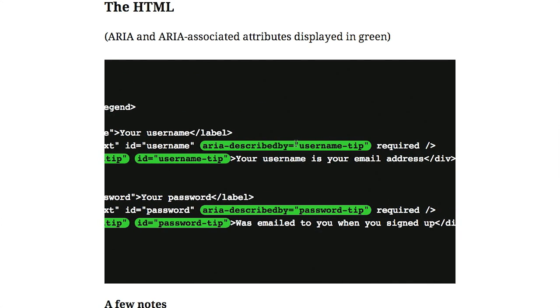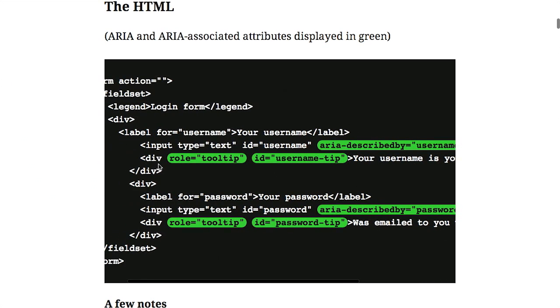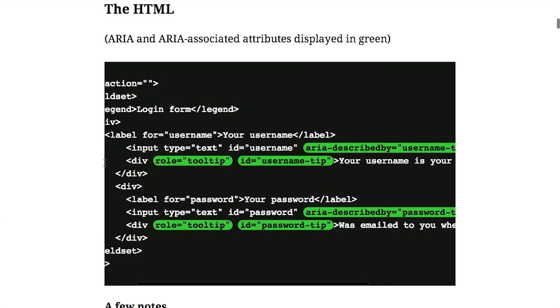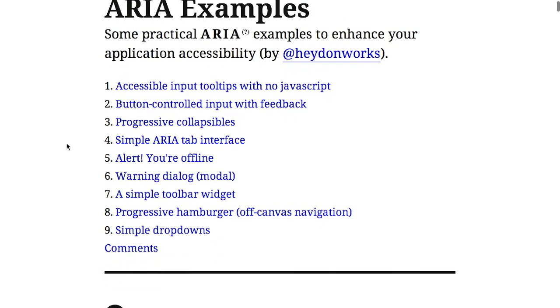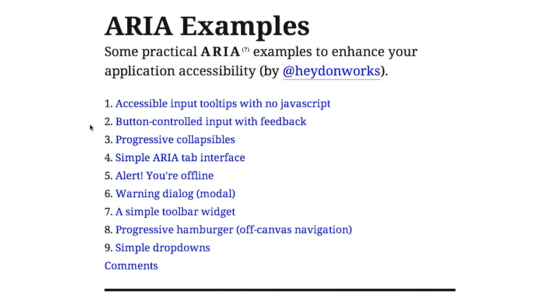And it shows you right here, the value of that attribute is username-tip, which is the ID of this div. And actually, we also have a role, which describes what kind of element it is. In this case, it is the tooltip. Now, there are a bunch of different possible options that you can use, and this is, of course, going to be accessible in all the different browsers, accessibility being very important so that people with disabilities can access the site.